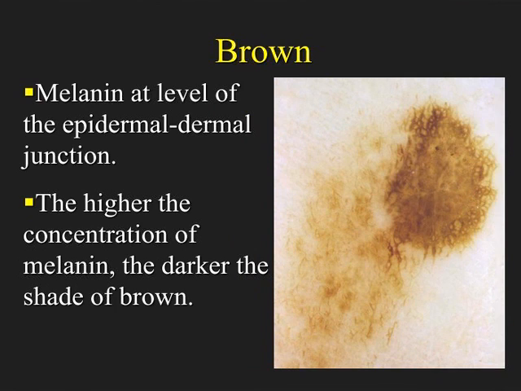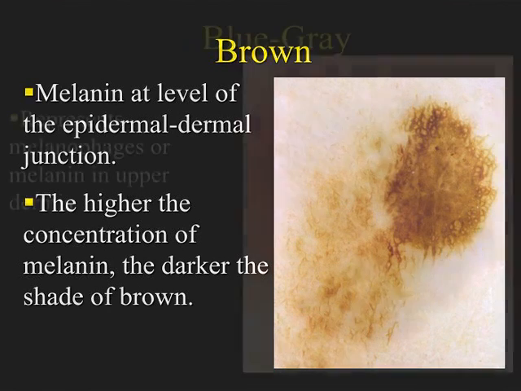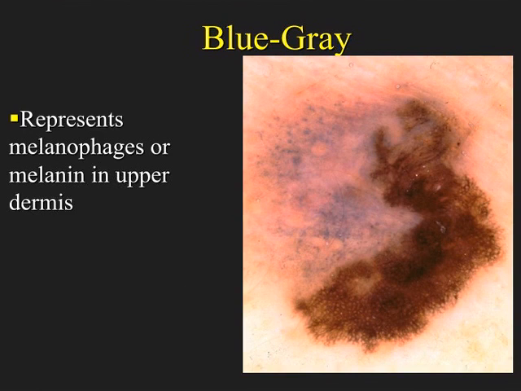Brown represents melanin at or around the DE junction, right? And the higher your concentration of brown, the higher the concentration of melanin in that area. So browns are around the level of the DE junction, a little bit above, a little bit below. Blue-gray represents either free melanin or melanin in melanophages in the dermis. And where in the dermis? It's usually the papillary dermis and just below.